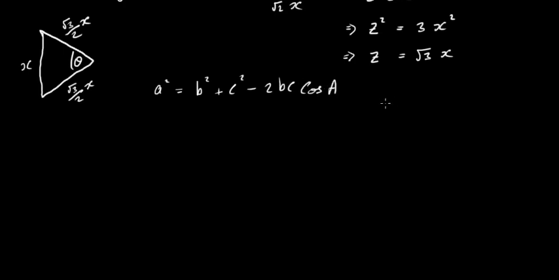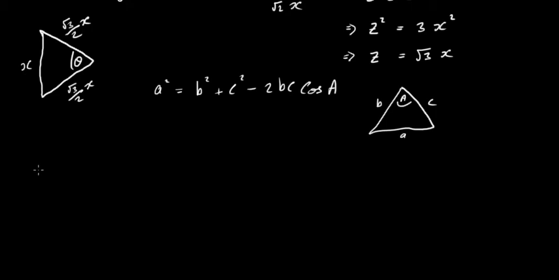Now that's when you have this kind of thing here. So if you have an angle A here and a side A, so this would be B and C here. So we have something similar here. Now let's just apply it to this triangle here.